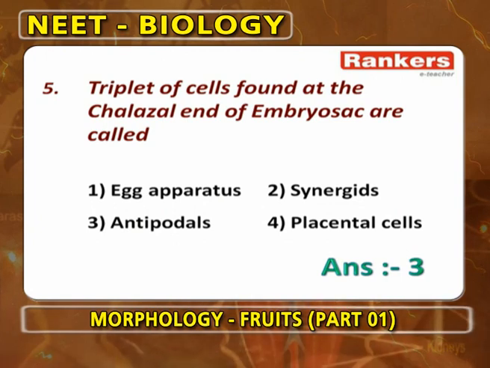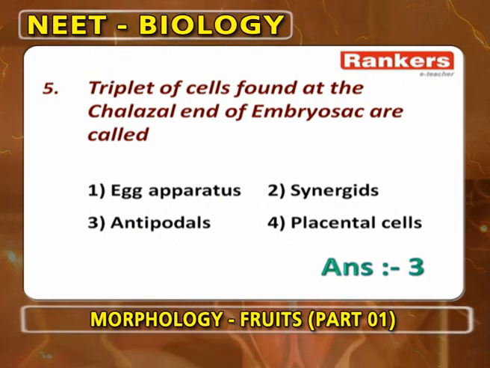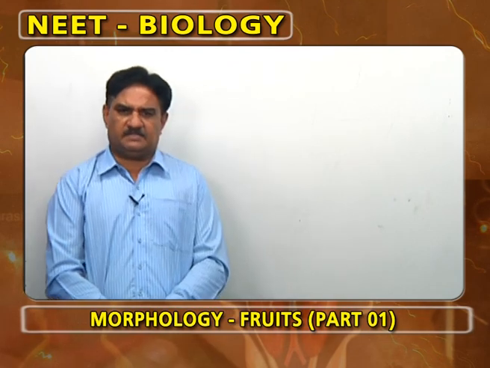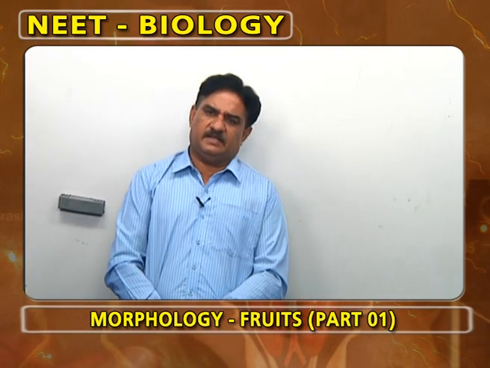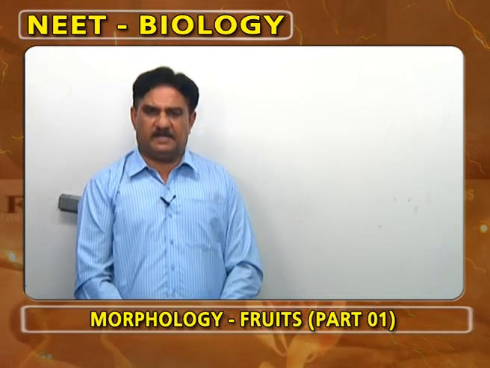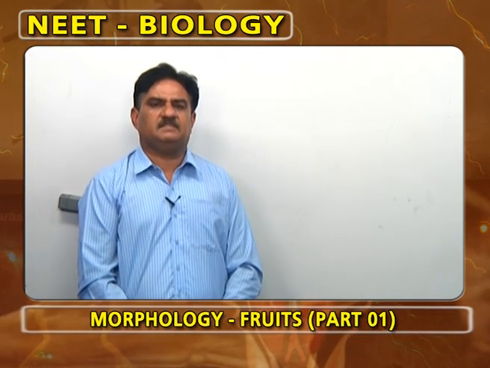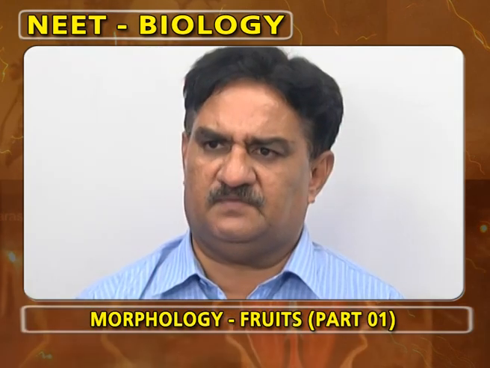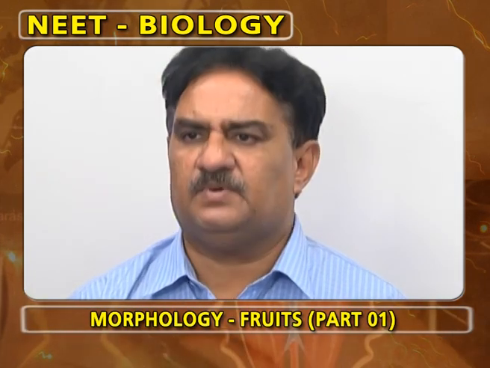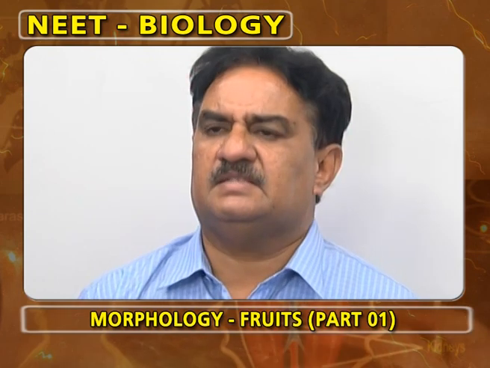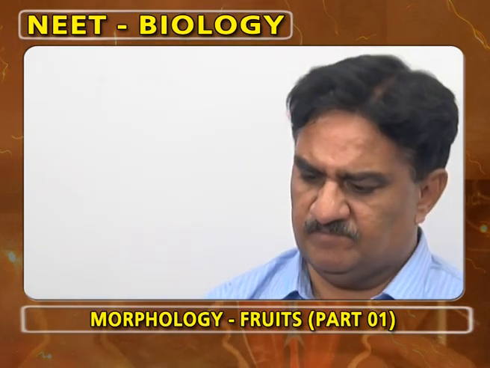So embryo sac shows 2 triplets of cells. Upper triplet is called egg apparatus with 2 synergids and 1 egg cell. Lower triplets are called antipodals. These antipodals disintegrate before fertilization or after fertilization. There is no perfect use of these antipodals. That's why these are popularly regarded as vegetative cells of embryo sac.